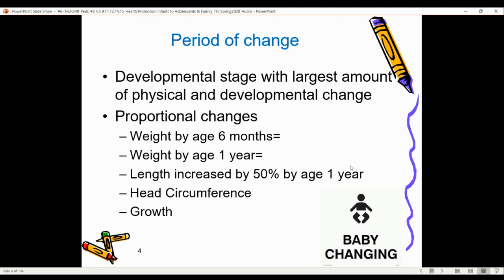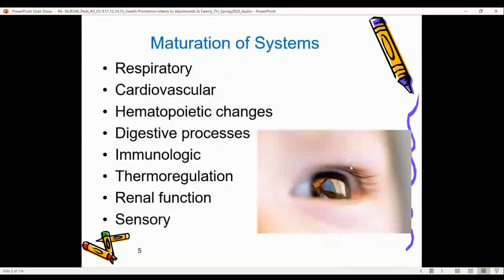By about 9 months of age, they're using a fine pincer grasp, and they're using those forefingers to pick up things. So it's great to give them things like Cheerios and other smaller objects to help them learn that skill of picking up objects. So head to toe, core outward, and they have these massive growth spurts that they're going through as they change in this first year of development.